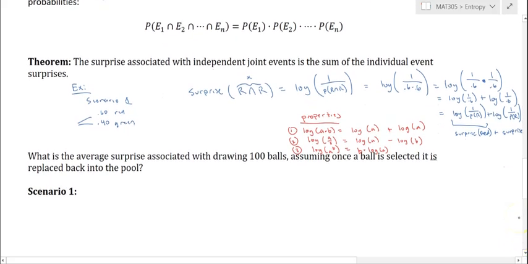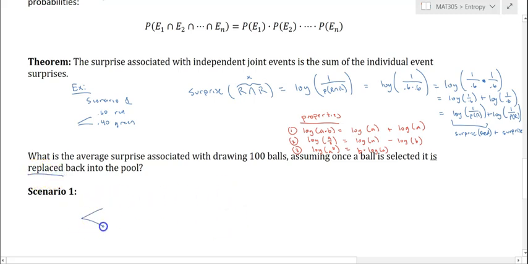Now, one question we may want to answer, and this will lead us up to the definition because we're here for entropy, is what does surprise have to do with entropy? Well, it turns out that entropy is the average surprise associated with your probability distribution. So we're going to focus on drawing 100 balls, only because it's a nice round number. It's easy to divide and multiply by 100. And so what would we expect the outcomes to look like in those 100 drawings, assuming we're replacing balls back in the pool?